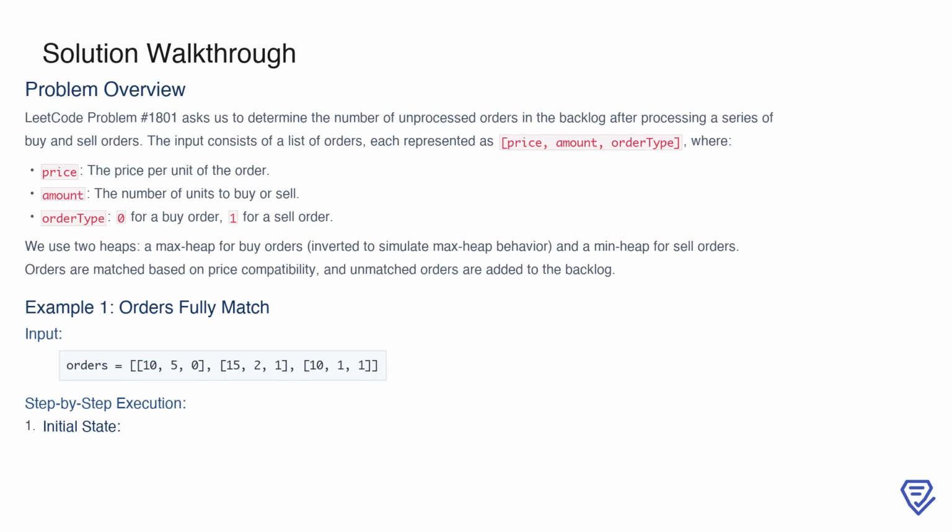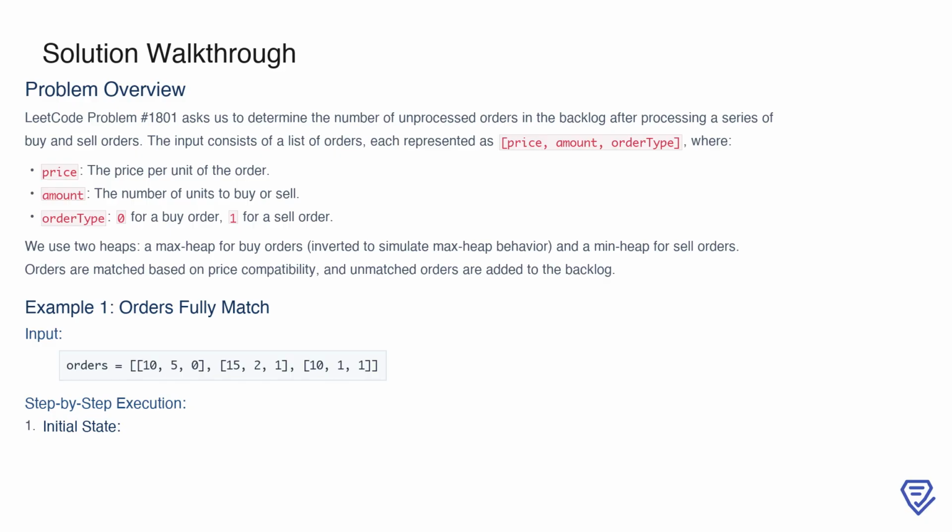In this problem, we are tasked with determining the number of unprocessed orders left in the backlog after processing a series of buy and sell orders. Each order is defined by three components: the price, the number of units, and the order type, where 0 represents a buy order and 1 represents a sell order.